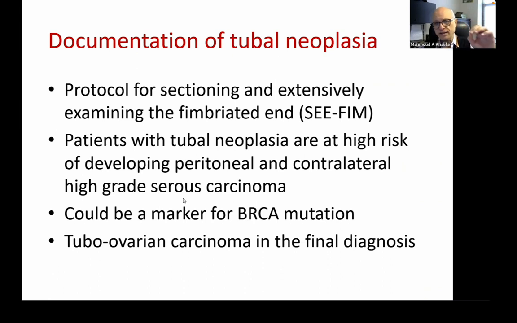So if you see a STIC in any fallopian tube, even if the fallopian tube was removed with the uterus for prolapse or for fibroid or whatever the reason, it's important to report STIC in your case, because this patient is going to be at risk for developing peritoneal carcinoma or high-grade serous carcinoma on the other side. Again, I don't know if patients in Egypt are tested for BRCA mutation, but obviously a patient with a STIC diagnosis should be tested for BRCA mutation.